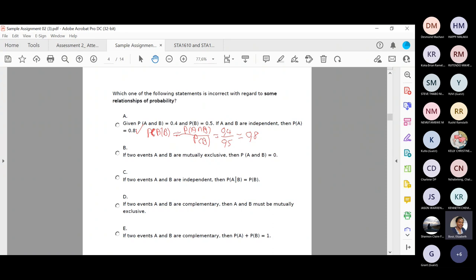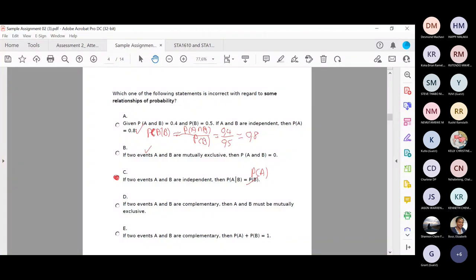If two events A and B are mutually exclusive, then the probability of A and B will be equal to zero. That is straightforward, right? It's correct, because for mutually exclusive events the joint event will be equal to zero. C: if two events A and B are independent, then the probability of A given B will be the same as the probability of B. Is that correct? It is incorrect. It should be equal to the probability of A. So that is the incorrect statement that we are looking for.